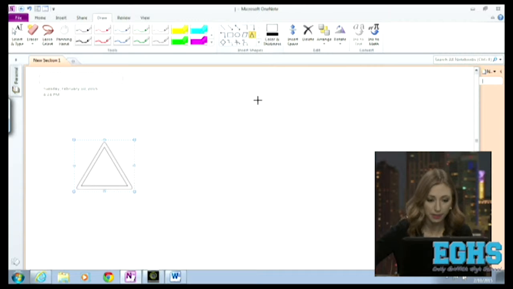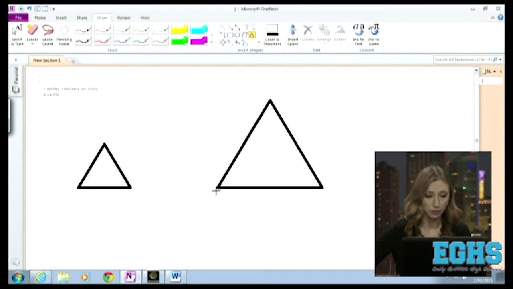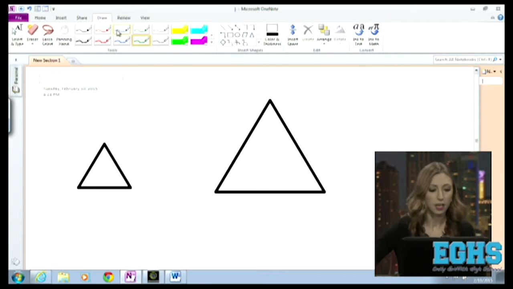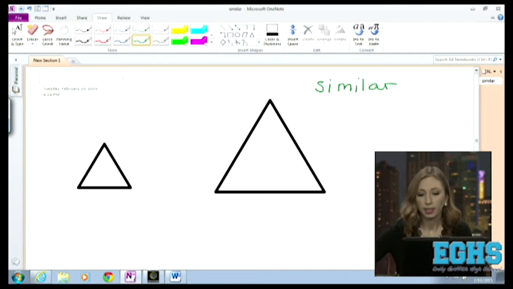And I'm going to do my best to draw truly similar triangles. All right, so this word similar, in English, means they're close to being the same. But in math, it has a very specific definition. In geometry specifically, it means that your angles are going to be the same measurement, and the side lengths are going to be proportional.